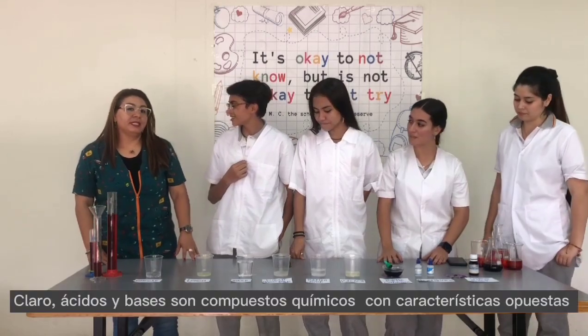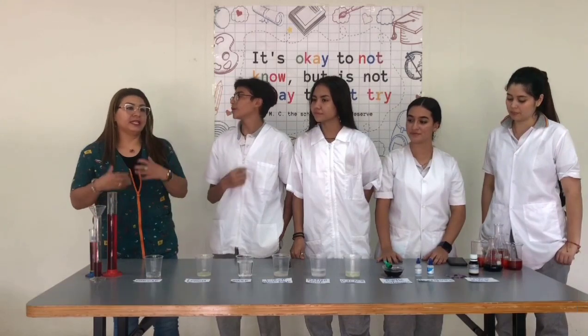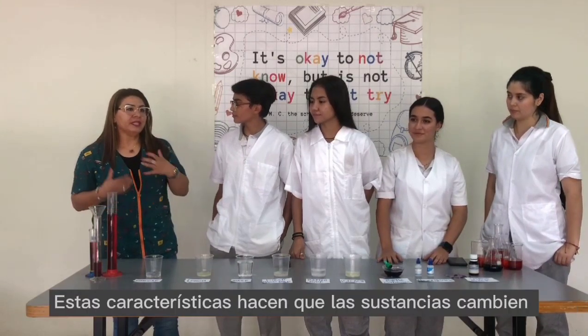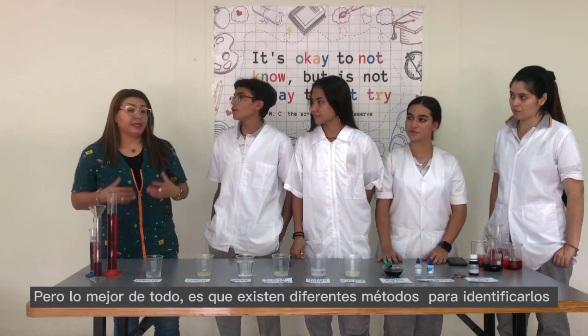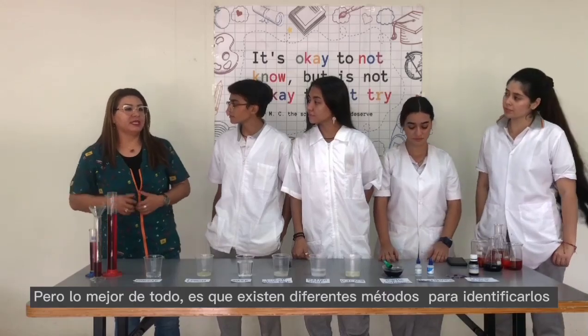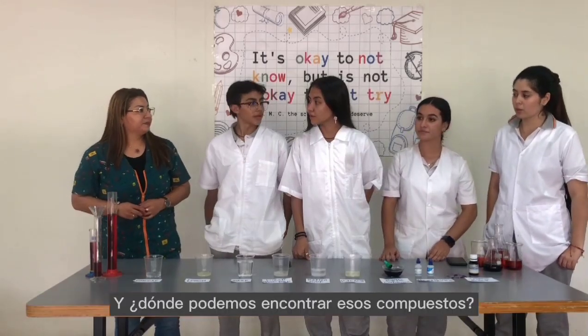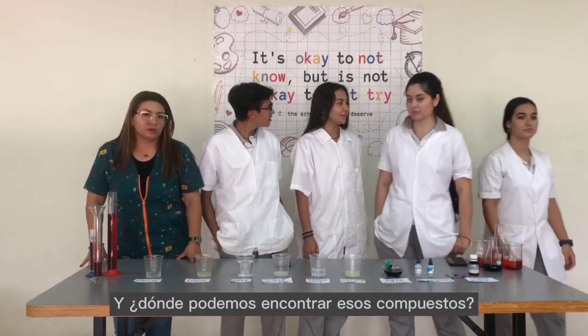Okay. Acids and bases are chemical compounds with opposite characters, and these characters identify or change the character of a substance. But the best part is that we can identify these acids and bases in different ways. Do we know where we can find these compounds?